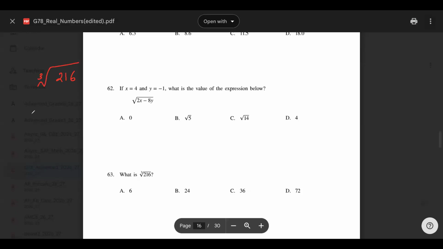Okay, let's see. So 216, when you prime factorize it, you have 108, then you have 54. Arnav, are you following? 6 and 9. Yes. Okay, good.